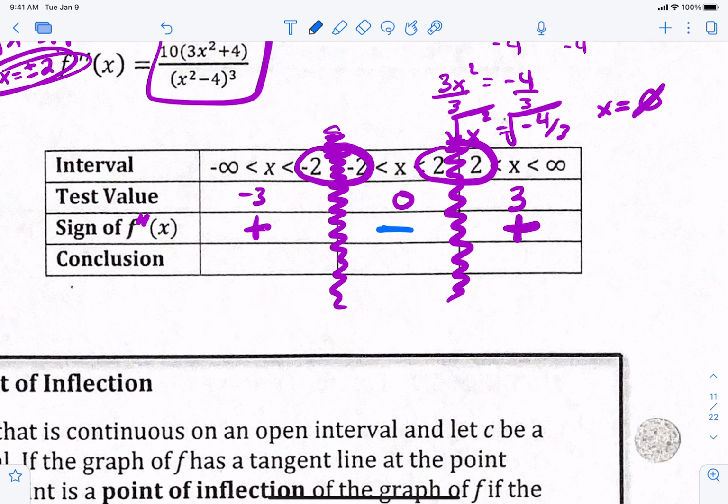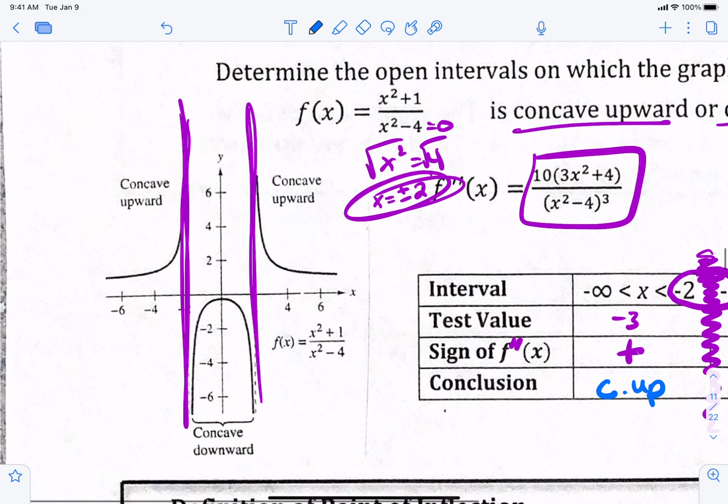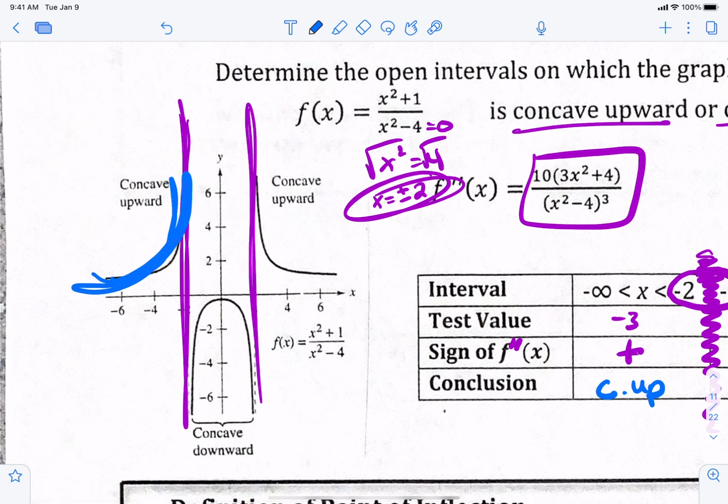Okay, conclusion. Concave up, concave down, concave up again. Is that consistent with the graph? This is concave up, this is concave up, and this is concave down.